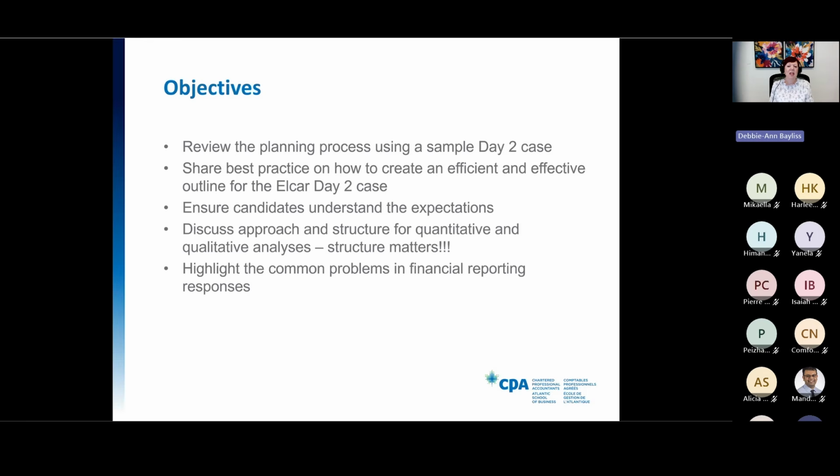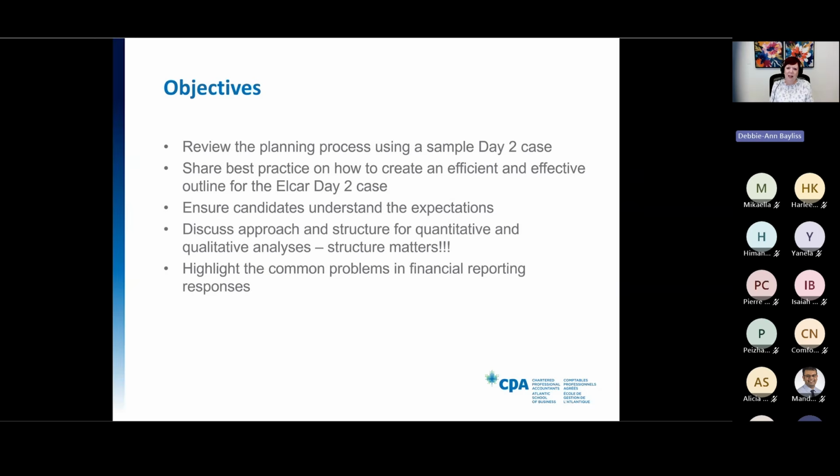I'm hoping at this point in your development and your preparation to write CFE that you are aware of the critical step when it comes to planning. That's reading, creating your outline, and planning. So I'm going to spend some time reviewing the planning process, and I'm going to be sharing with you a best practice on how to create an efficient and effective outline for the Elgar Day 2 case.